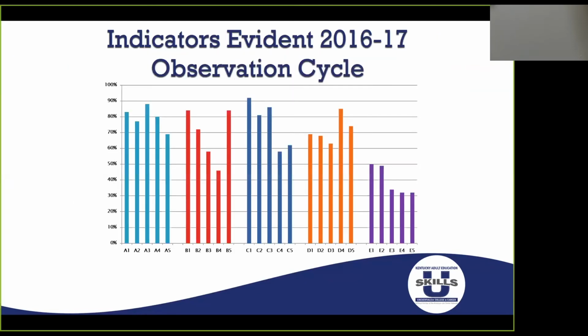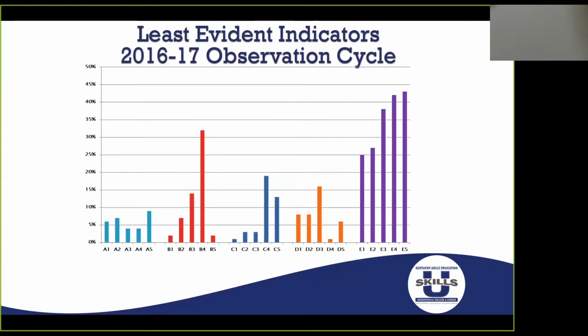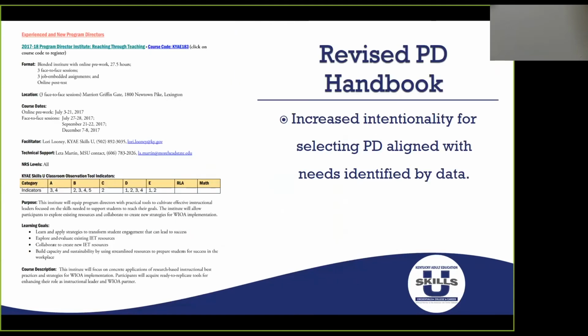Just to give you an illustration of the analysis of classroom observation data, this slide shows the results of last year's observation cycle. You can see the lowest incidences of observation in the purple column, or observation tool category E. This category addresses contextualization to equip students with skills and dispositions needed for workforce success. The growth opportunity for 2017-18 professional development is even more apparent here.